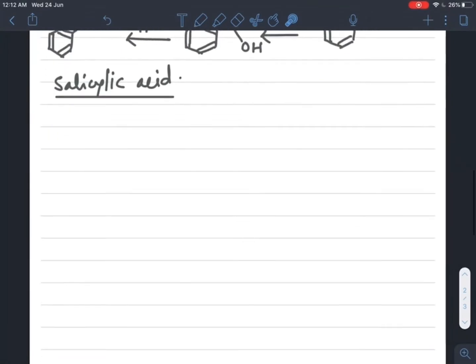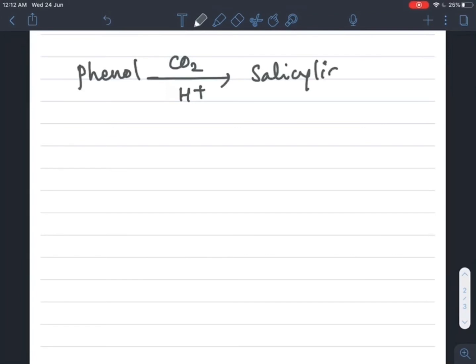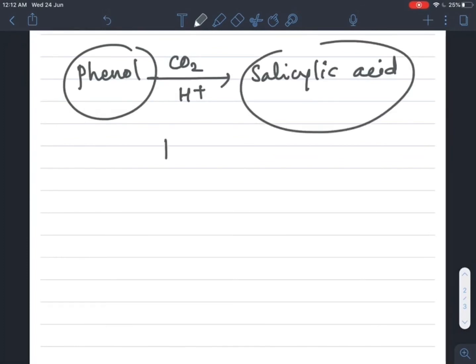So what is the final product formed in this Kolbe reaction? When phenol is treated with carbon dioxide, and in the presence of H plus acidification, we get salicylic acid. In this reaction phenol is converted into salicylic acid, which means this is the Kolbe reaction. This is the Kolbe reaction, and here we complete.